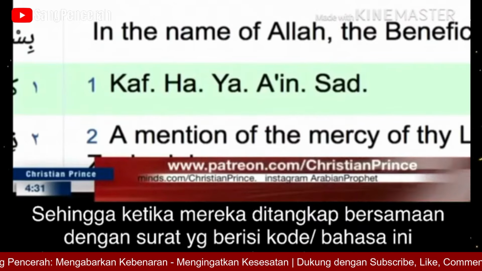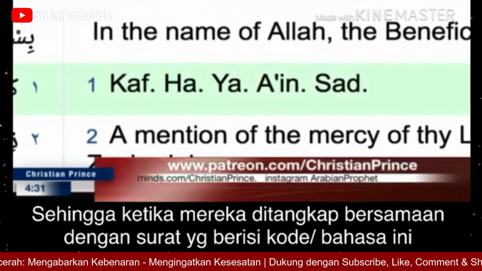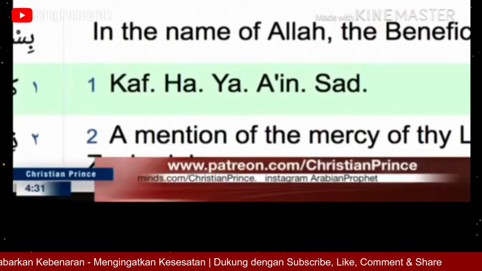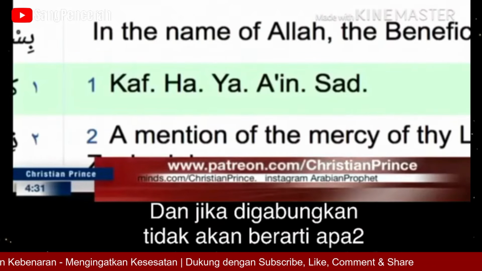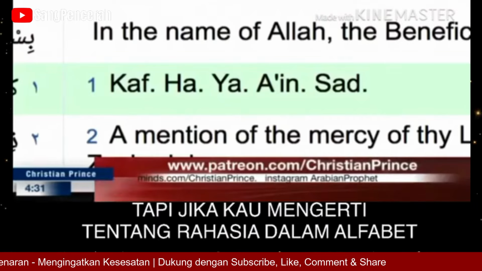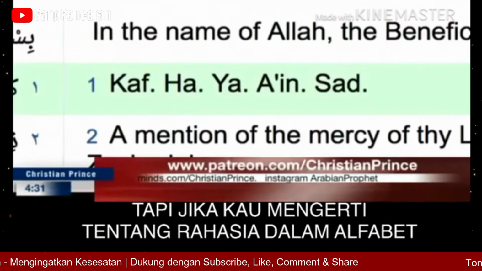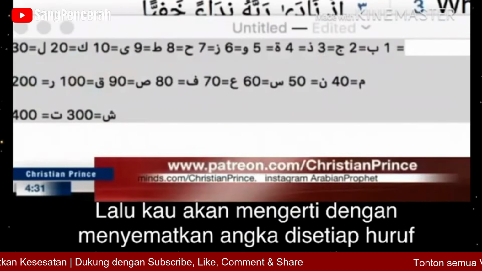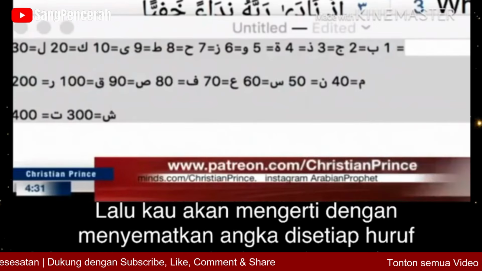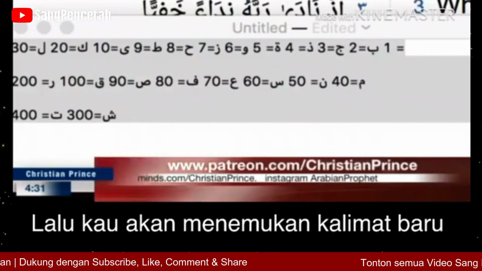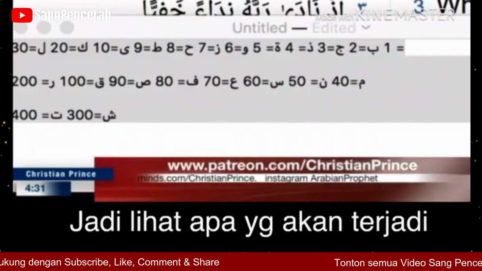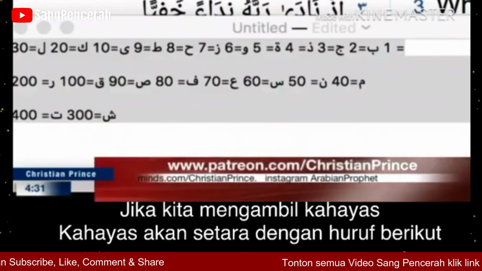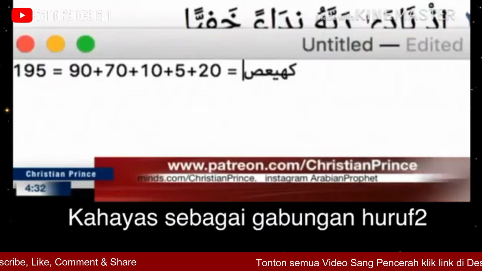So if they arrested somebody on the road and found a sentence written in such a language on him, it doesn't mean anything. What is kahaya? They are letters, and if we put them together, they mean nothing. But if you are a person who knows the secret of the alphabet, then by putting the numbers next to each letter, you will come up with a new sentence. So look what will happen. If we take kahayas, it will be equal to the following letters.